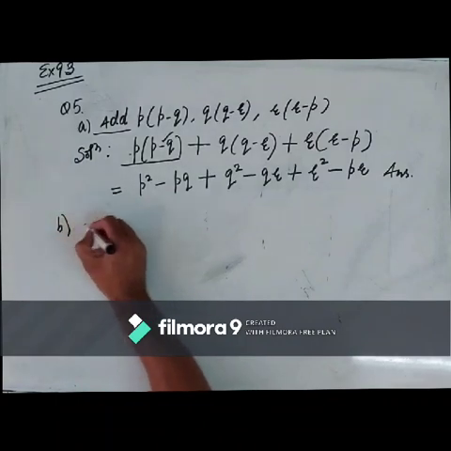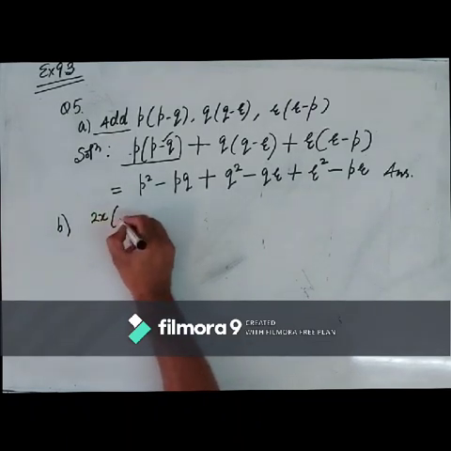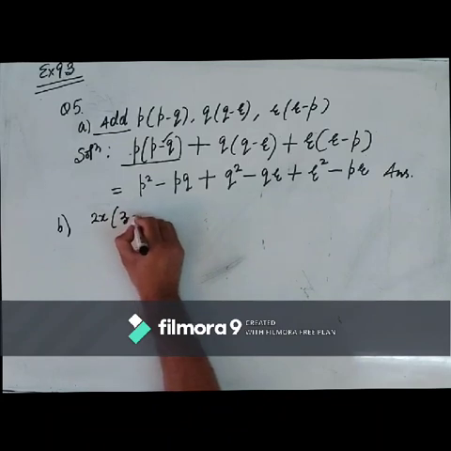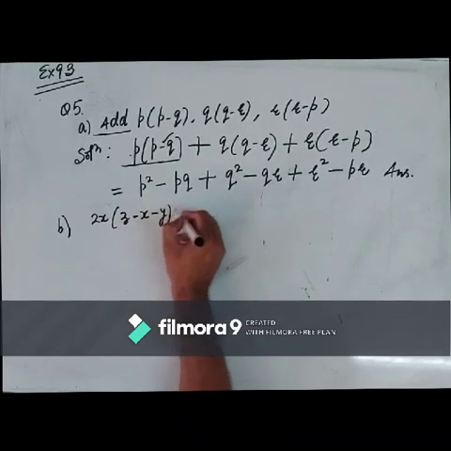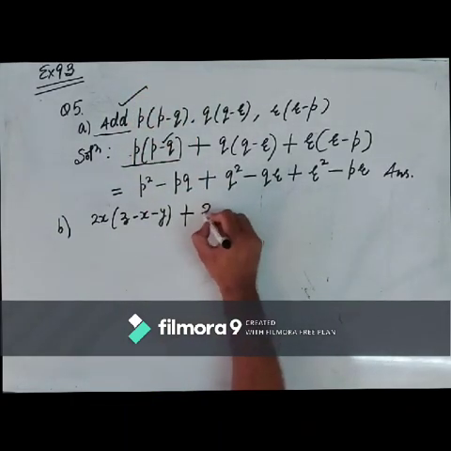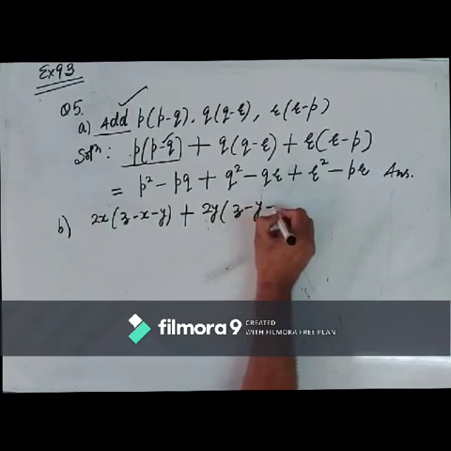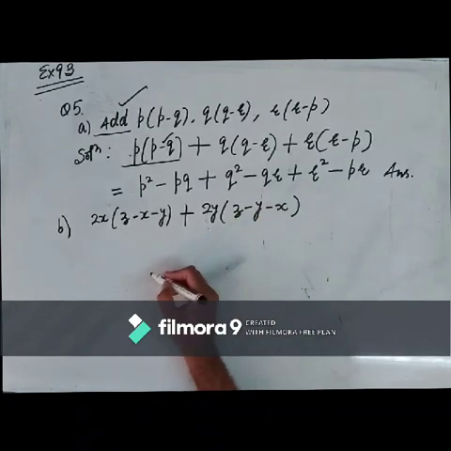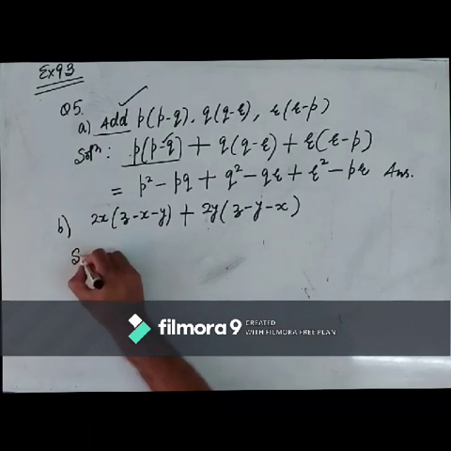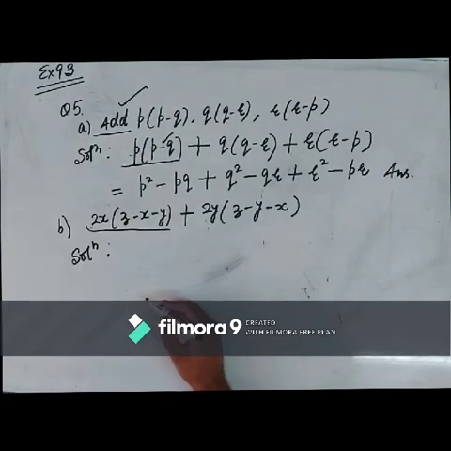In part number B, it is 2x into z minus x minus y, and put plus sign here because of this addition, plus 2y into z minus y minus x. So z minus y minus x, z minus y minus x 2 times. So no problem, we will start similarly by multiplying monomial and trinomial.